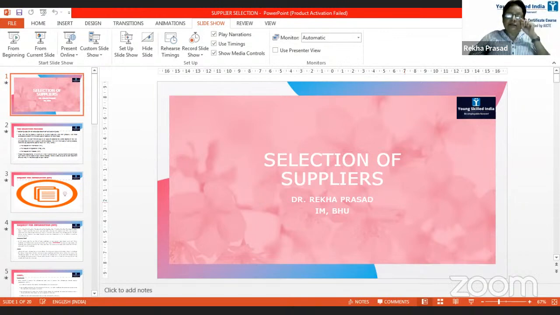ABC analysis is a method in which inventory is divided into three categories, that is A, B, and C in descending value. The items in A category have the highest value. B category items are of lower value than A, and C category items have the lowest value.